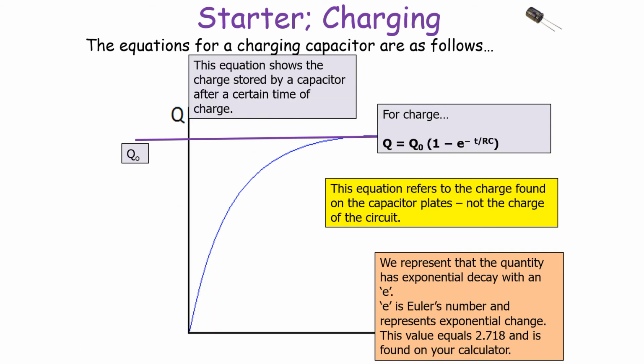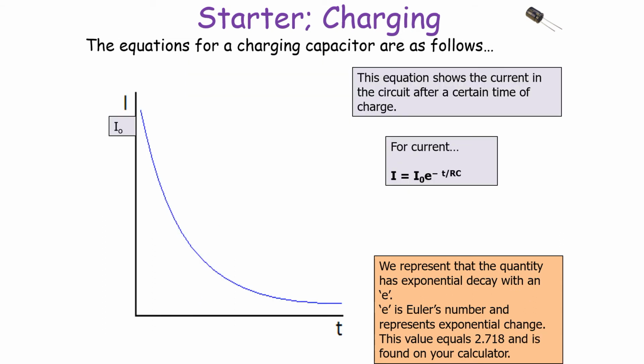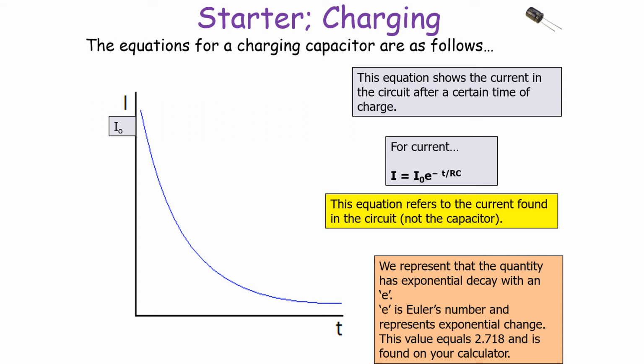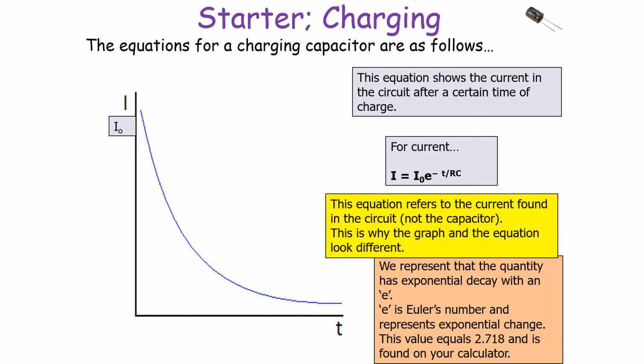Now you can look at your equation for charge being Q equals Q0 times 1 minus e to the minus t over RC, and current is I equals I0 e to the minus t over RC. Now remember, the current found in the equation refers to the current in the circuit, not the capacitor, which is why the graph and the equations do not look the same as Q and V.